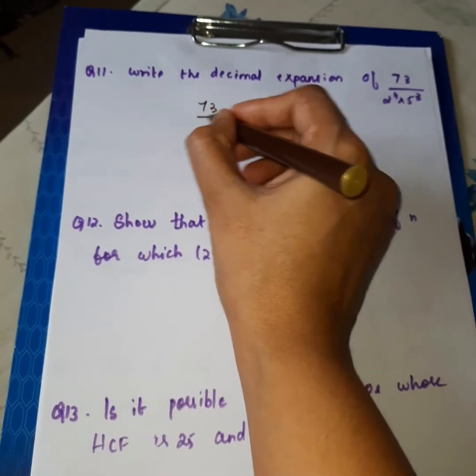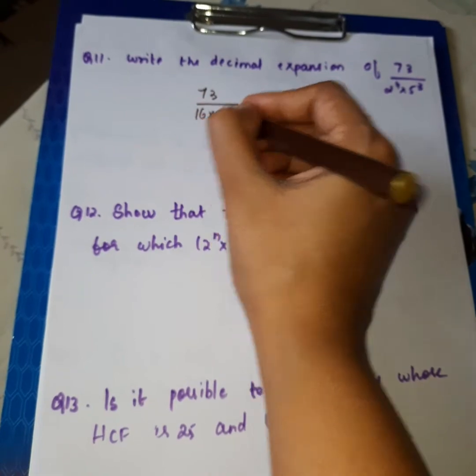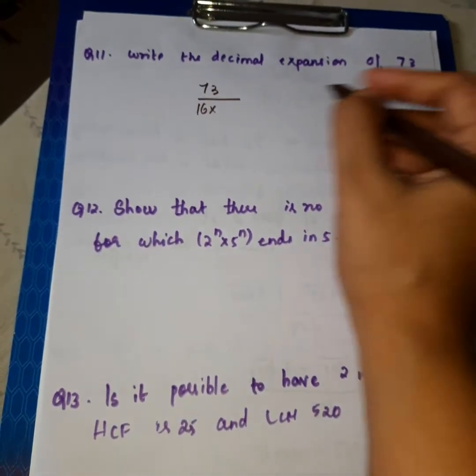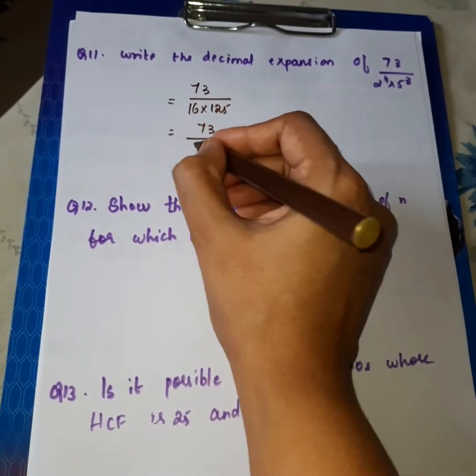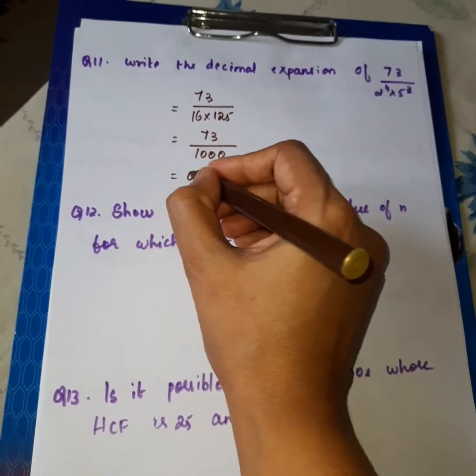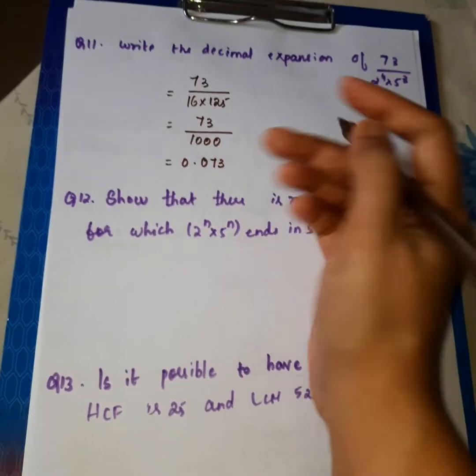Question 11, write the decimal expansion of the given fraction. So 73 by 2 to the power of 4, which is 16. 2 2s are 4, 4 2s are 8, 8 2s are 16. 5 cube is 125. 16 into 125 is 1000, which can be written in decimal as 0.073.